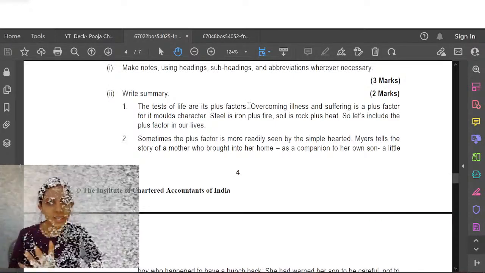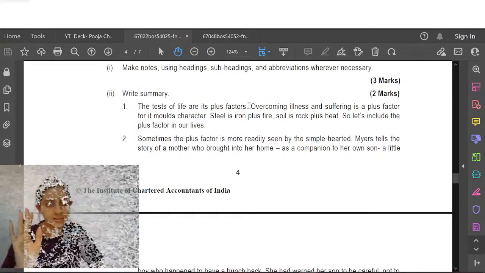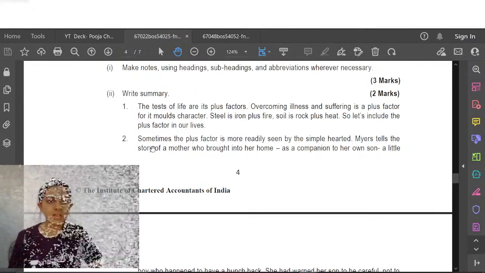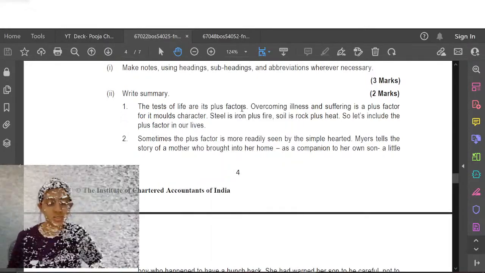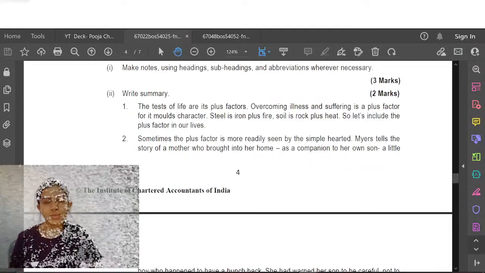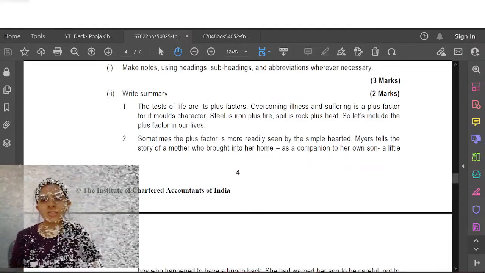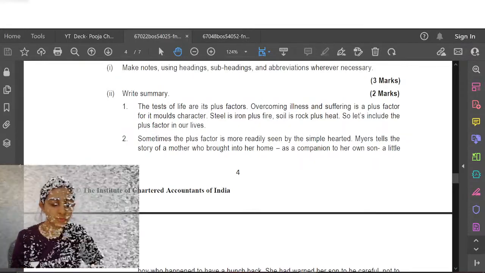Before I go to the title or the central idea, let's do it point wise, and then at the end, let's write the title. Let's try this. The test of life are its plus factors. Honestly, when I look at this, the test of life, that is the problems of life. So that only becomes my central idea, because that is what the whole passage is about. So let's see if we are able to figure this out.